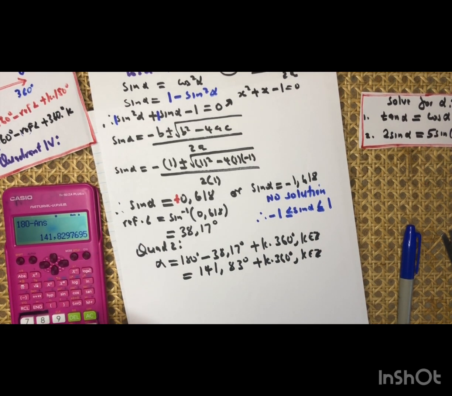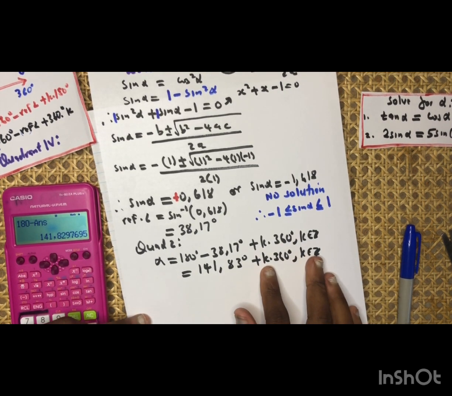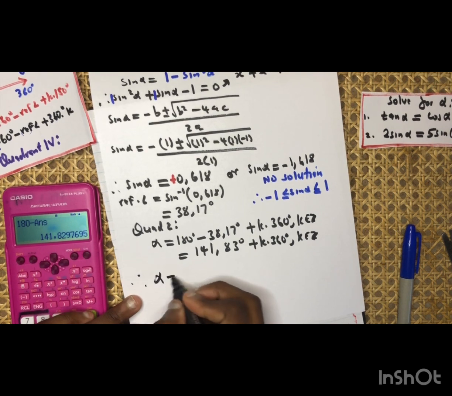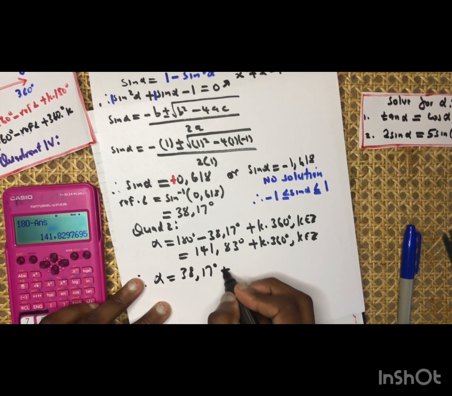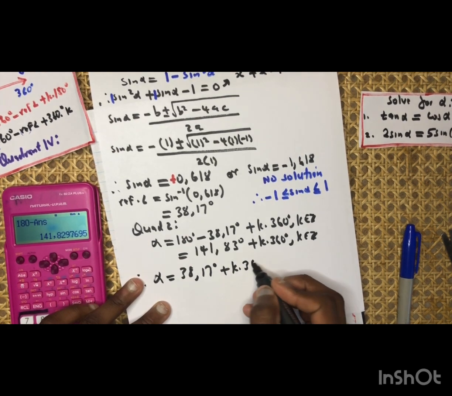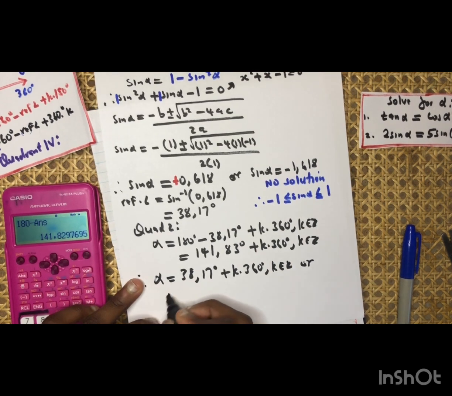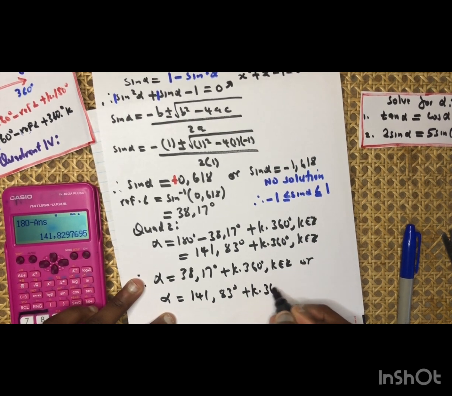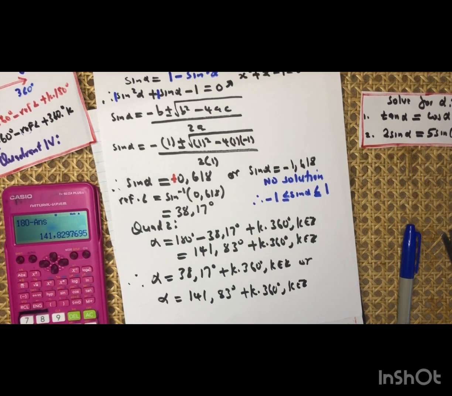Remember guys, you must not forget your period, because if you forget your period, your answer will be incomplete. So you can conclude that alpha is equal to 38,17 degrees plus k times 360 degrees, where k is an element of the integers, or alpha is equal to 141,83 degrees plus k times 360 degrees, where k is an element of the integers. Understand?